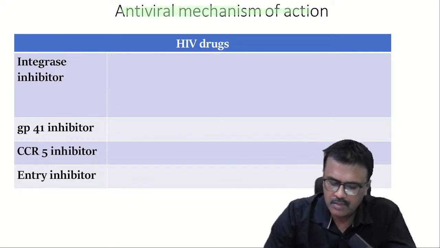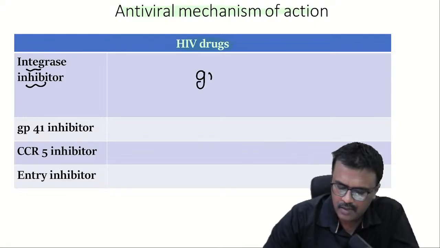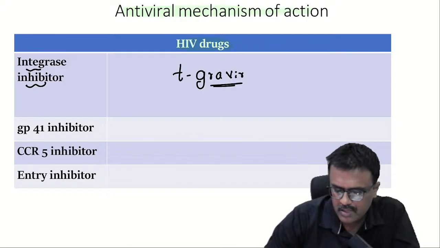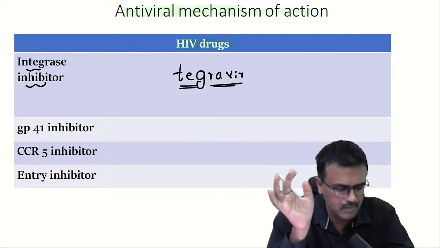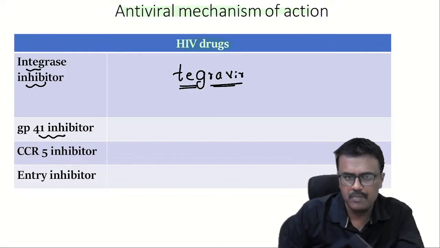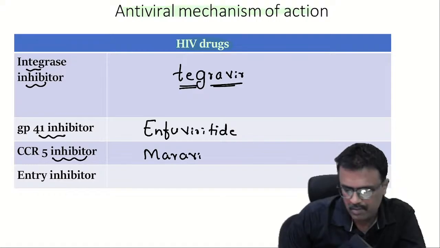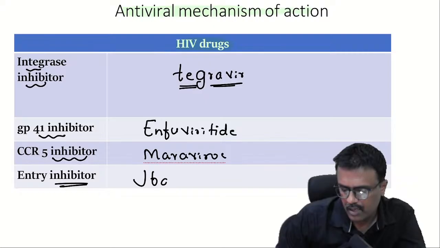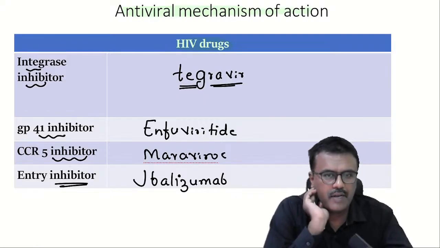Coming to antivirals and the mechanism of action, first we'll take up HIV drugs. Now, first one is integrase inhibitor. Integrase inhibitors end with gravir, or you can remember as tegravirs. So they end with tegravir: raltegravir, dolutegravir, bictegravir, they are all integrase inhibitors. Now coming to GP41 inhibitor, glycoprotein 41 inhibitor, the name is enfuvirtide. And CCR5 inhibitor, the name is maraviroc. And entry inhibitor, we have a recent drug called ibalizumab. So these are the mechanisms and the drugs: integrase inhibitor, enfuvirtide, maraviroc, ibalizumab.